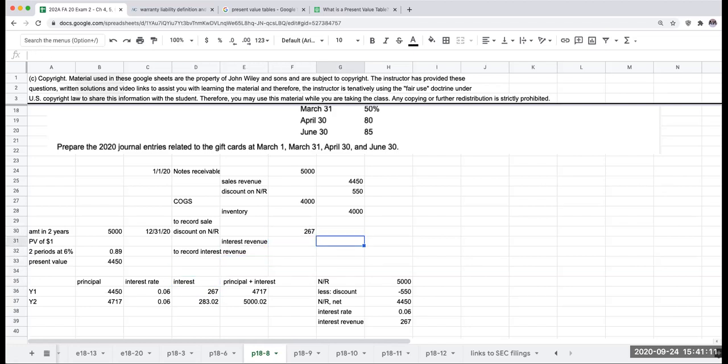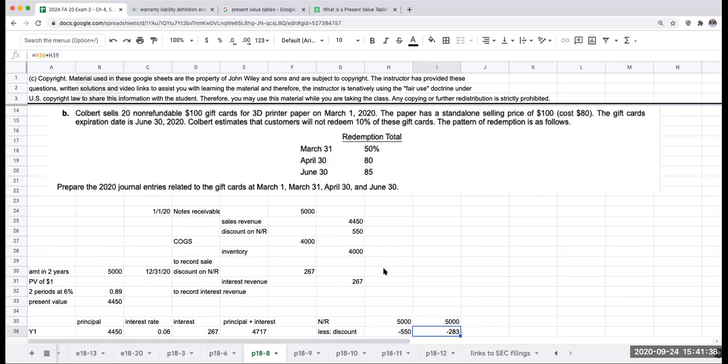So right over here, I've got 267 and 267. If I'm doing this for the following year, my discount was amortized by 267. My notes receivable net is 4717, 6%, 283. Once this note is paid off, once this gets amortized, the amount goes to zero. Okay, so that's the first part over here.